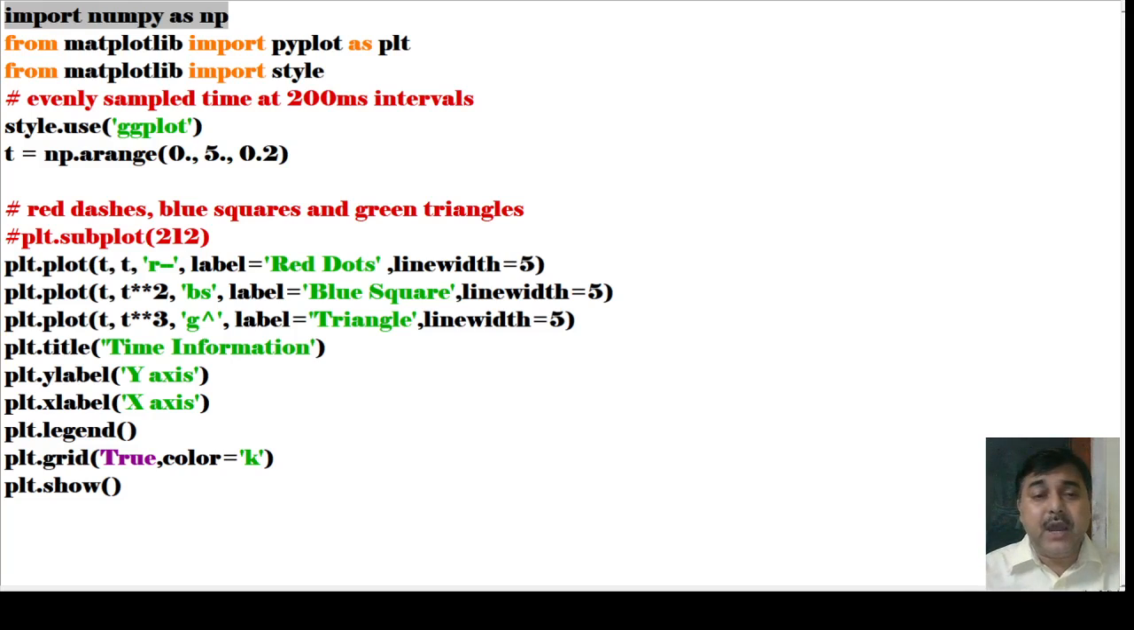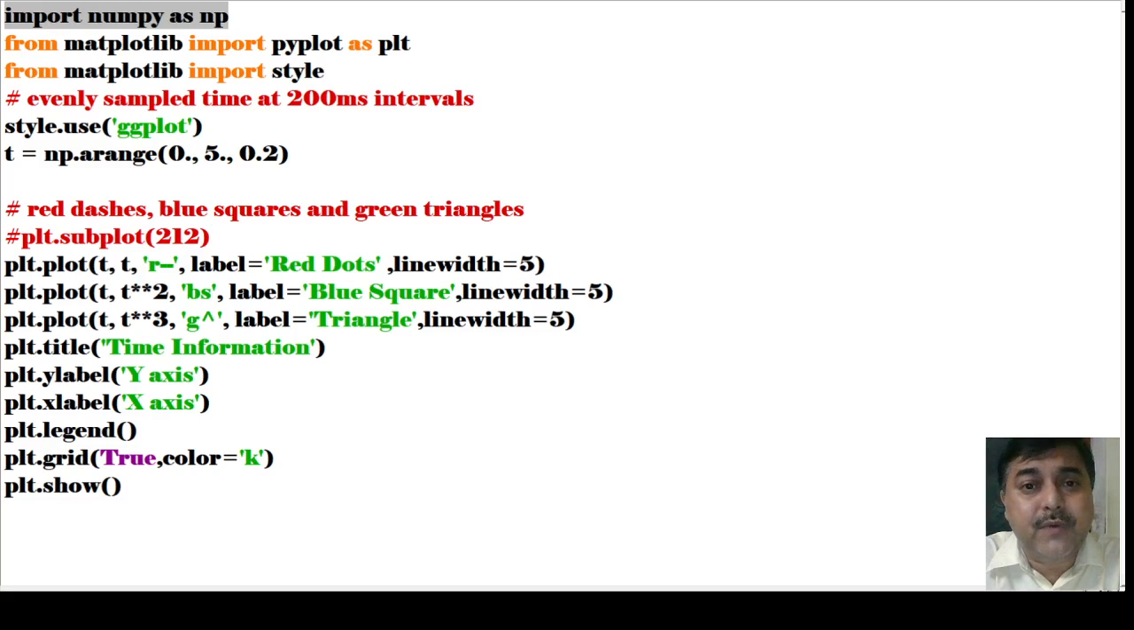What arrangements have been done here? First, you see plt dot plot, t and t. Then red, r dash, that means a red dashed line will come. Next, plt plot with line width also given, 5. Next, t comma t into 2 asterisk asterisk 2, that means the value of t will be multiplied twice, so 2 is getting from here. And a blue square has been given for it.